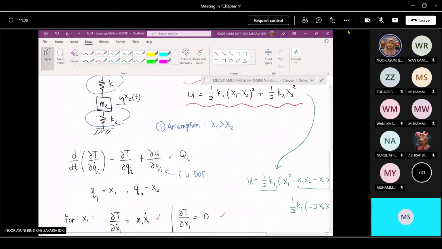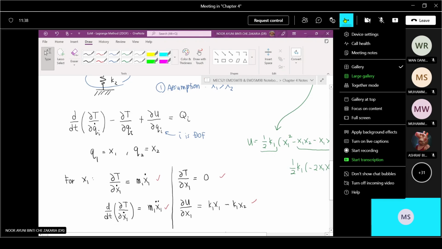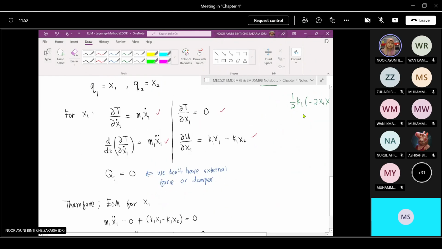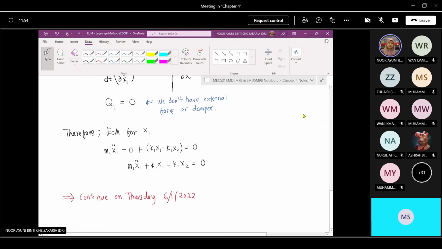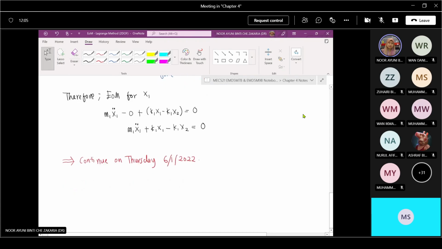And then from the Lagrange method, you define q as x1 and x2 and then compute the partial differentiation based on the kinetic energy and the potential energy. Okay. So then we get the equation of motion for x1. Let's do for x2 lah. Now we try to do x2. So I'll just put there.